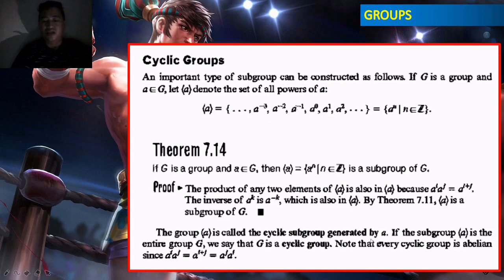So if the subgroup, this one, is the entire group G, meaning it exhausts all the elements of G, therefore we say that G is a cyclic group.